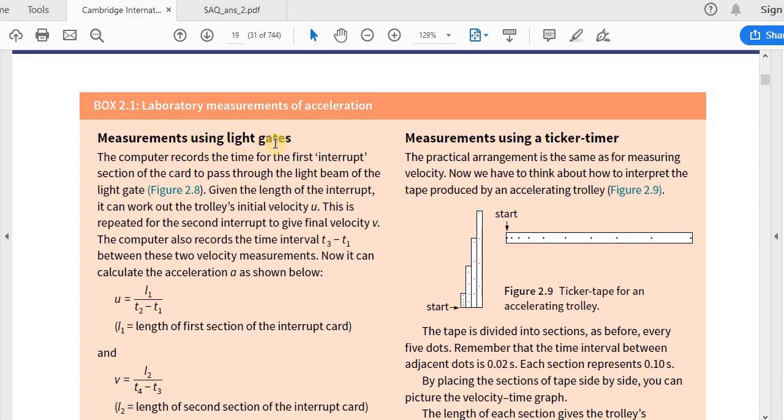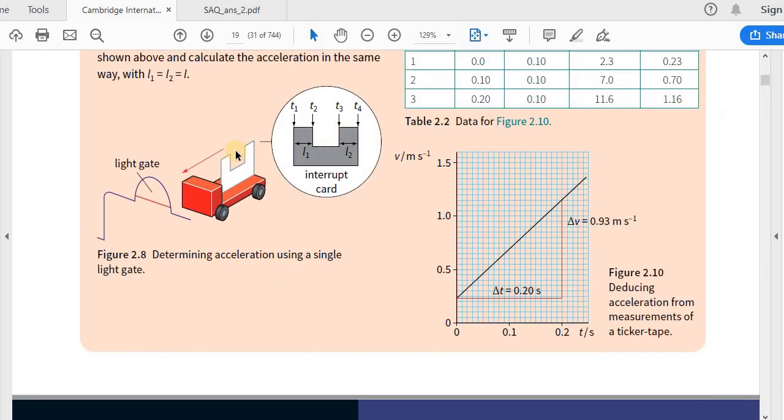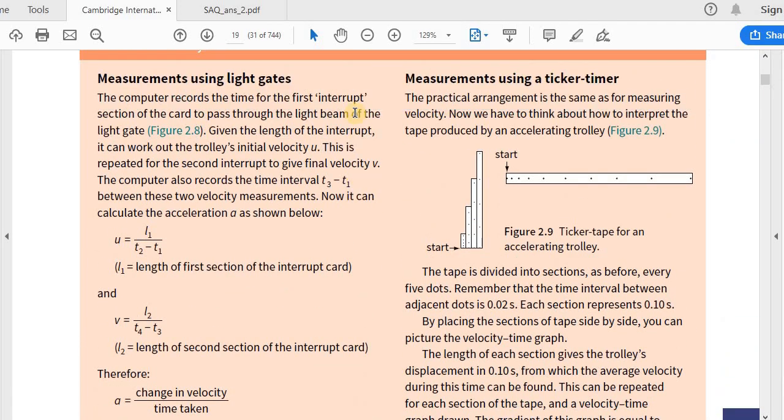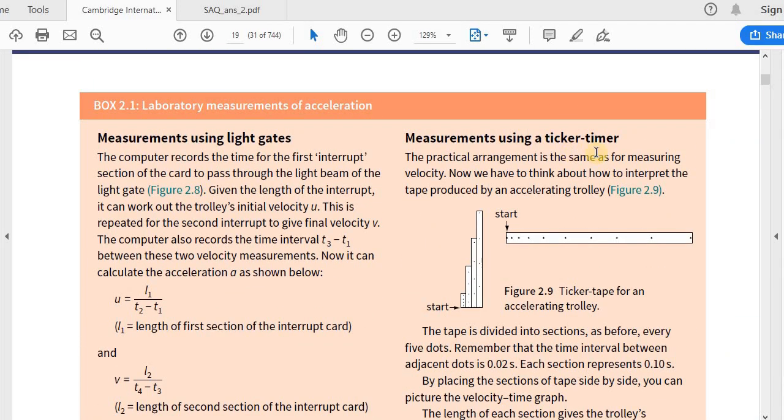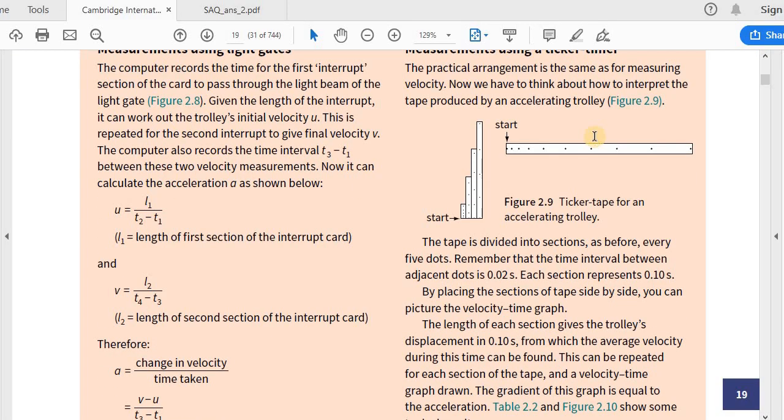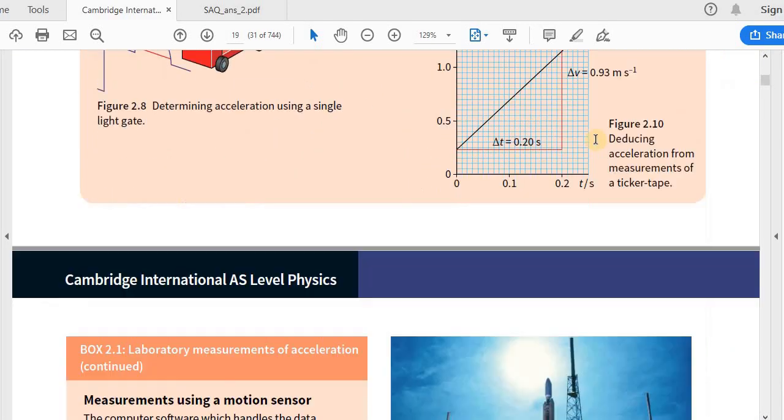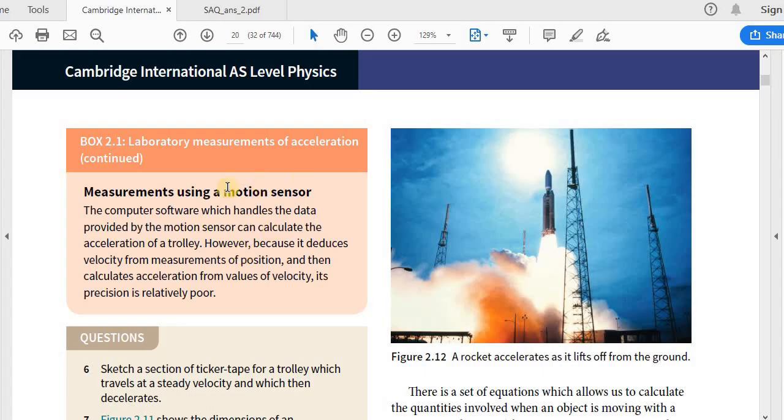Okay, so we can use light gates like this. We can also use ticker tape, the ticker tape timer. So here are two methods, and then the other method is again using a motion sensor. Okay, so again light gates, ticker tape timer, and the motion sensor can be used also to find acceleration.